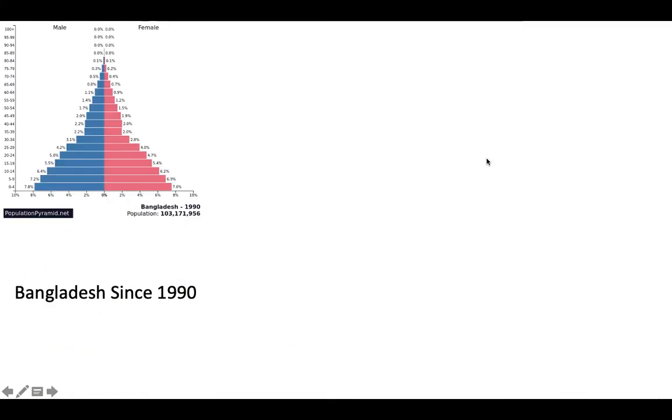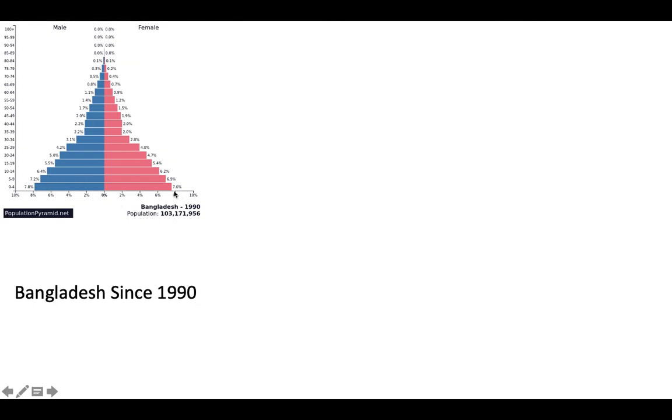Here's an interesting case study looking at Bangladesh's population pyramid. They've got percentage of the population on the x-axis, males in blue, females in pink, some gender norms with these colors, and the age ranges on the y-axis. Don't worry about the numbers so much, just focus on the shape of the pyramid. As you can see, it's a pretty wide base.